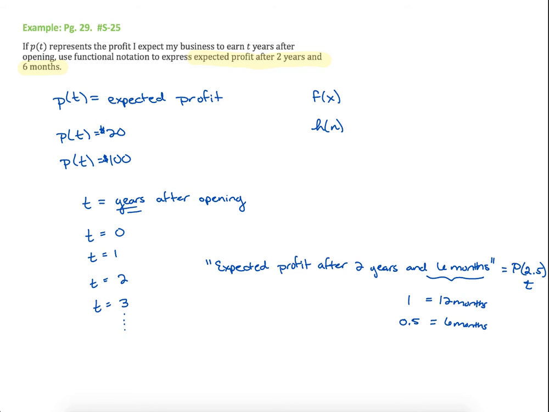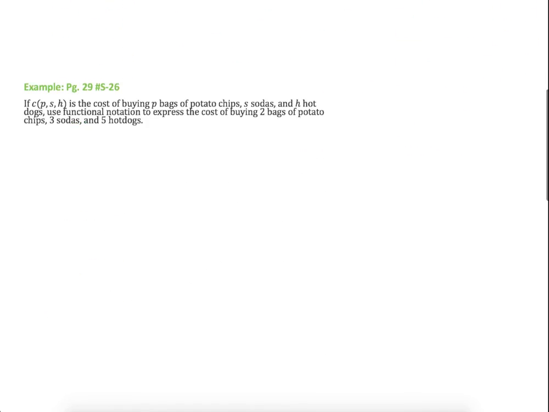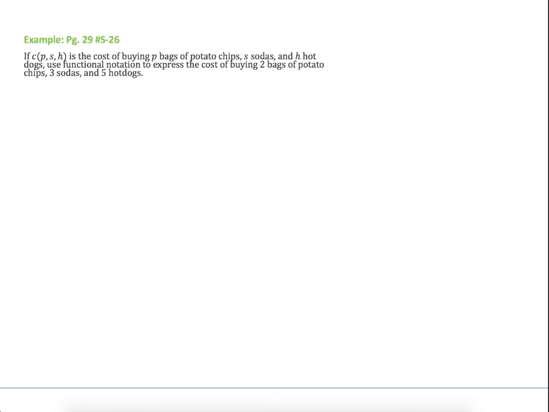Okay, let's take a look at another example. In this problem, we're given a function. We call that function c of p, s, h, where c stands for the cost of buying p bags of potato chips, s cans of sodas, and h hot dogs. I want to use functional notation to express the cost of buying 2 bags of potato chips, 3 cans of sodas, and 5 hot dogs. The notation is simply c of 2, comma, 3, comma, 5.